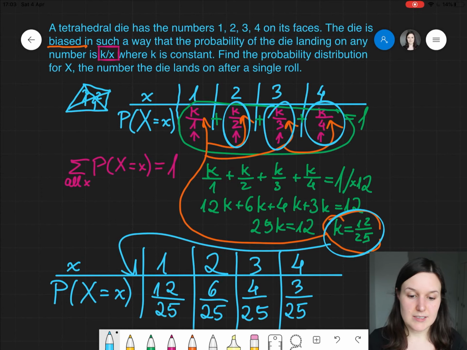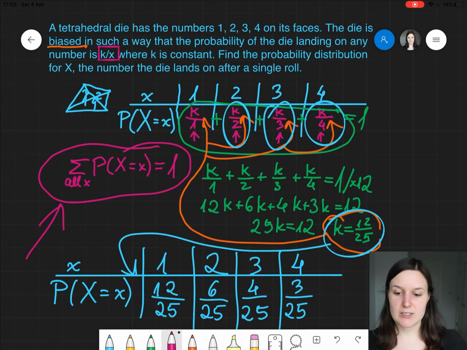To remember is this formula. If I add all the probabilities together in a probability distribution table, I get 1.